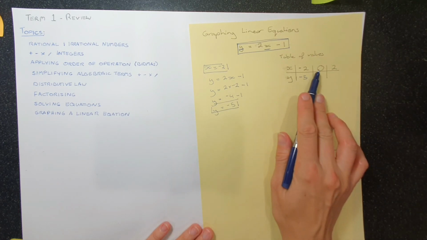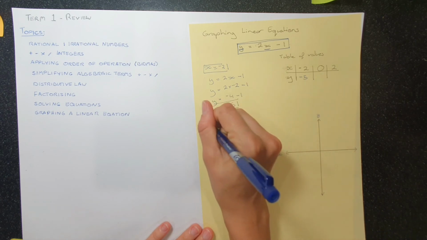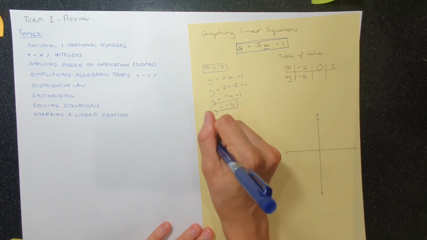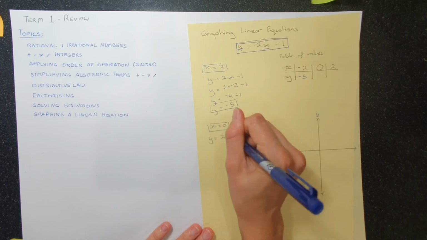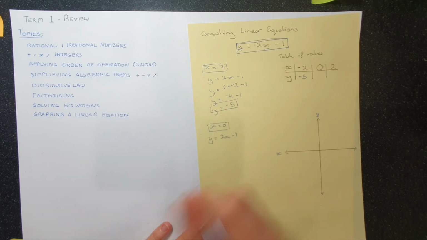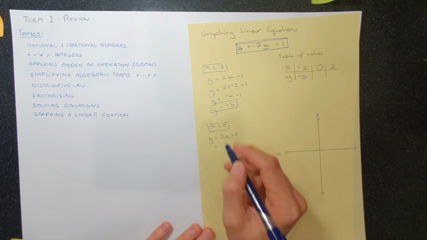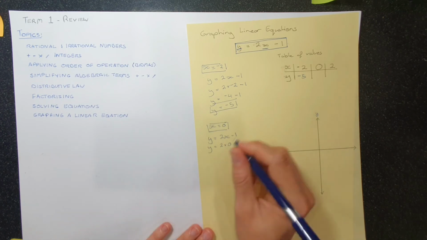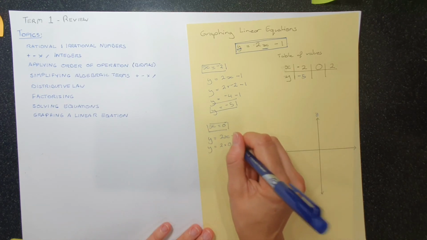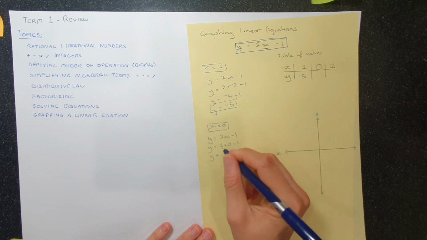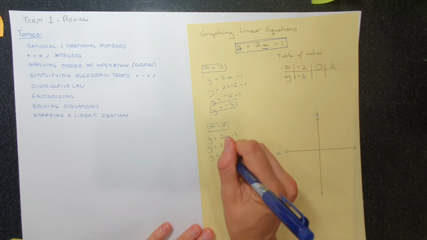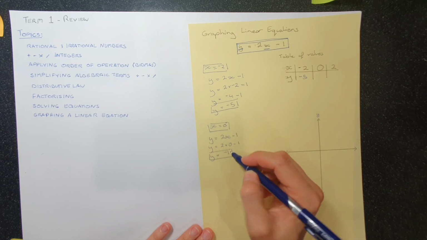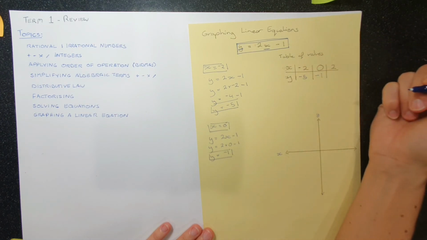In the next one, x is going to be 0. So when x is 0, what does y equal? I write down my equation again. And then, because I know x is 0 in this one, instead of writing x, I'm going to put in times 0, because x is 0. Take away 1. And 2 times 0 is 0. Take away 1 is negative 1. So when x is 0, y equals negative 1.